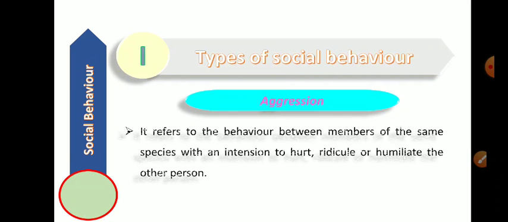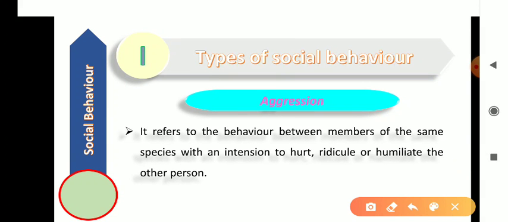First one is aggression. What is aggression? Aggression refers to behavior between members of the same species, that is social behavior, with an intention. They will interact with the same species, but with which intention? With the intention to hurt or ridicule or to humiliate the other person. So that is aggression. Okay, then next one is altruism.